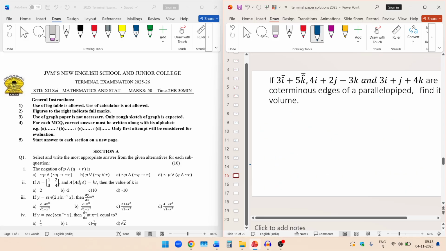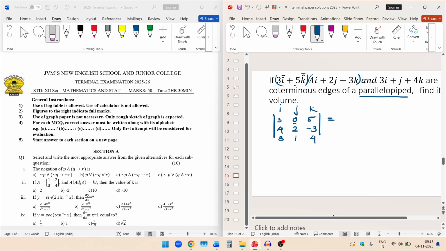If 3I plus 5K, I want to find the volume of the parallelepiped. Volume of the parallelepiped will be the determinant of the coefficients of I, J, K. This is the first edge, so the coefficients of this edge would be 3, 0, 5, because there is no J cap. I'll write 0 in place of J cap. For the second coterminous edge, it will be 4, 2, minus 3, and for the third one, it should be 3, 1, 4.